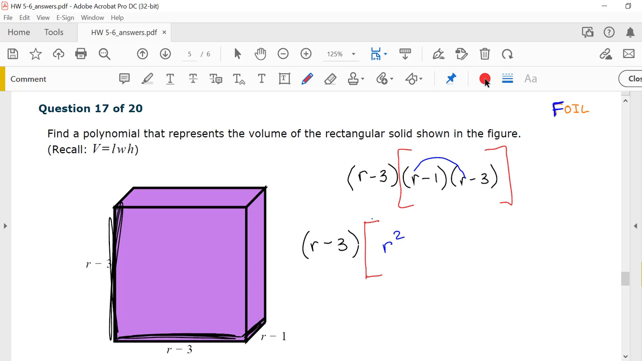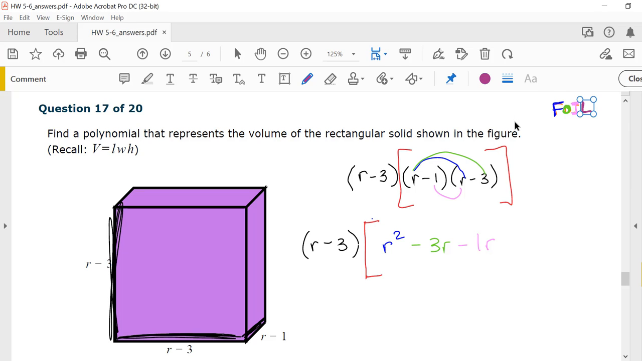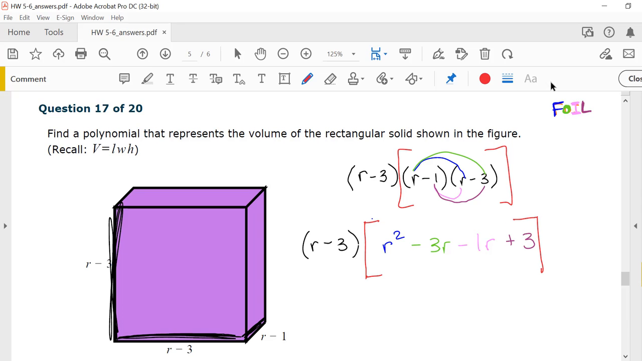Okay, then outer terms. R times negative 3 is negative 3r. Inner terms. Negative 1 times r is negative 1r. You could just write negative r if you want to. Last terms. Negative 1 times negative 3 is positive 3. Okay, that's all in those brackets.